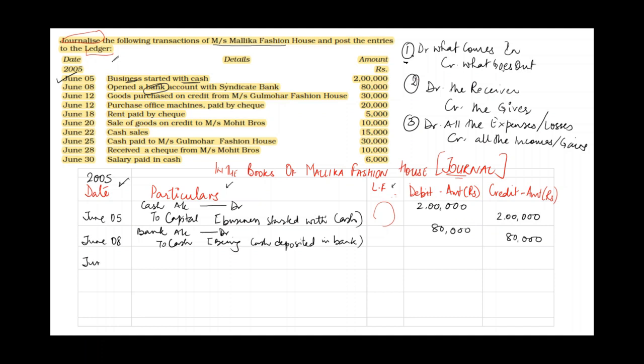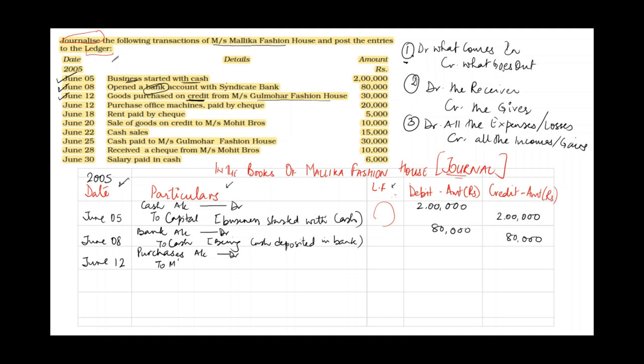Now June 12th. June 12th says goods purchased on credit, no cash or bank dealing, from Messrs. Gulmohar. So you bought goods. So what's coming in? Goods. So I will say purchases account. Purchases account debit to whom? Messrs. Gulmohar. I have to pay him. That is, Malika Fashion House has to pay Gulmohar Fashion House.